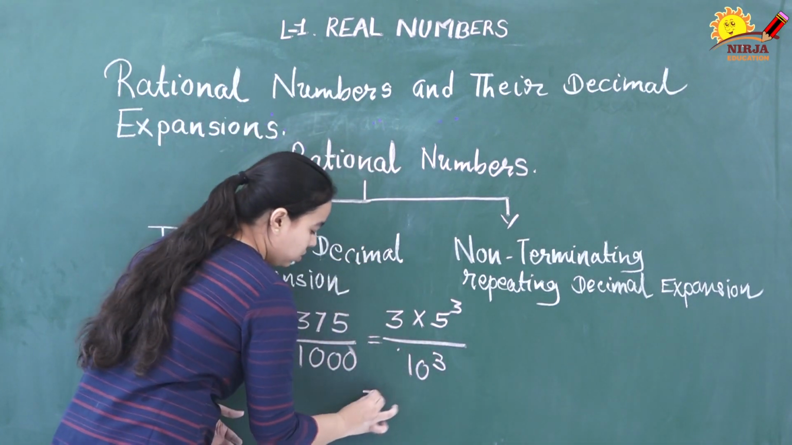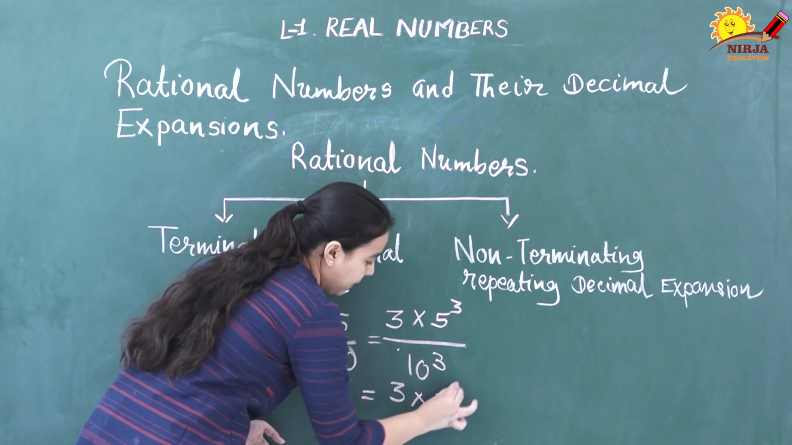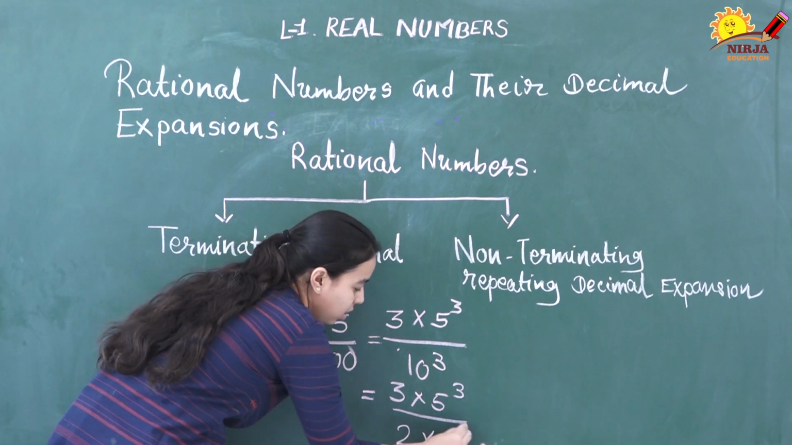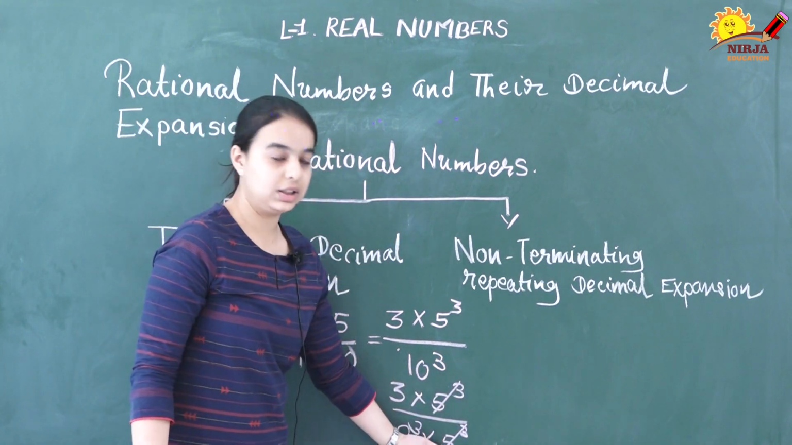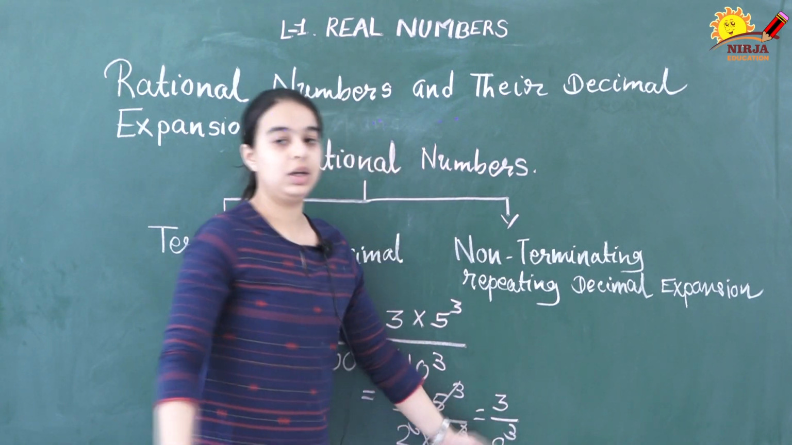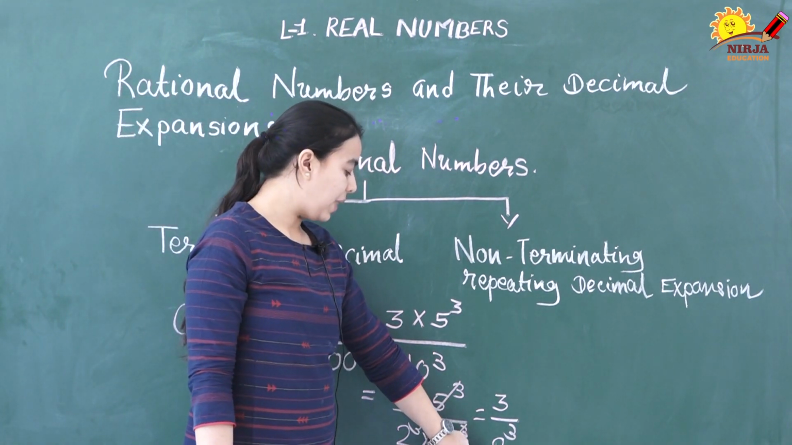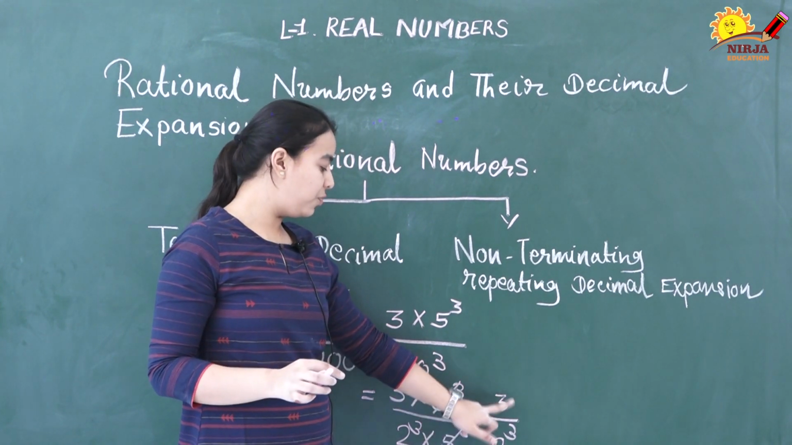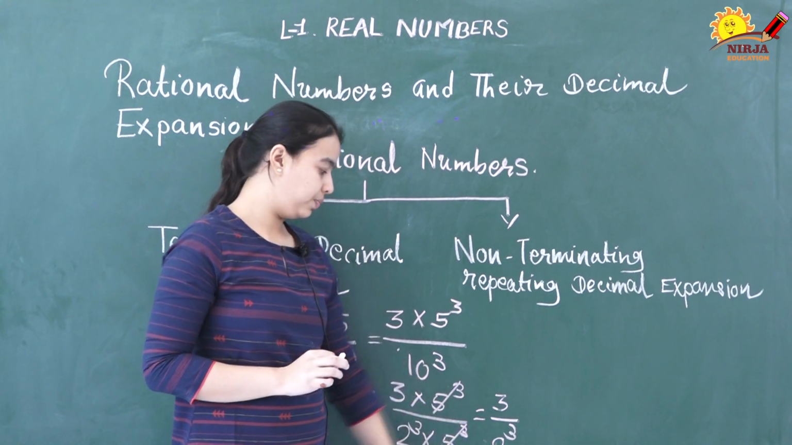Again, if I do the factorization of this, 10 raised to 3 can be written as 2 multiplied by 5, each to the power 3. This is same, so we can cancel this. At last, we are going to get 3 upon 2 to the power 3. Okay, so have you noticed here we have got the power in the denominator. That means if we are considering this in the form of p by q, the power of q is in the form of 2 raised to 3.